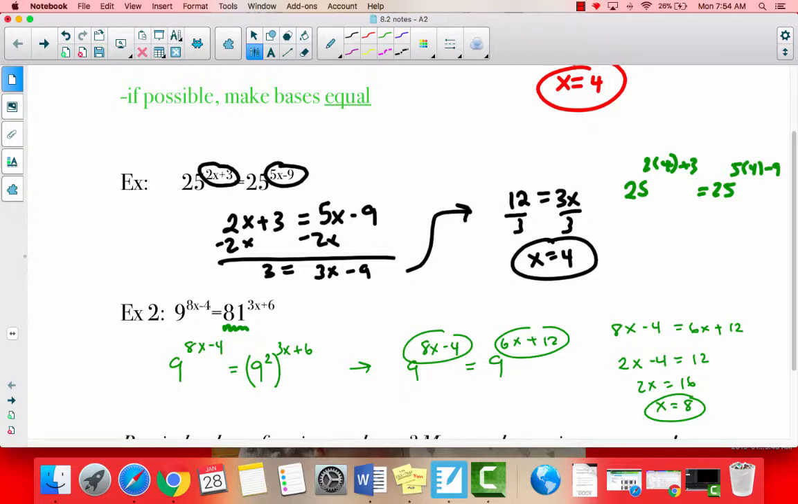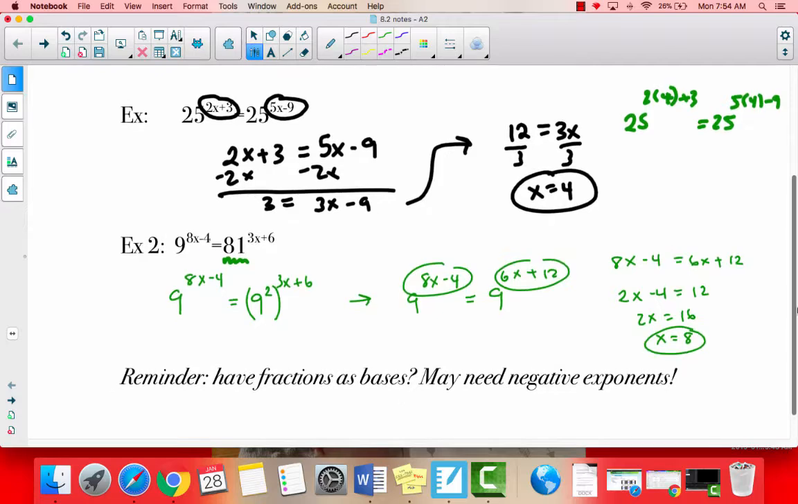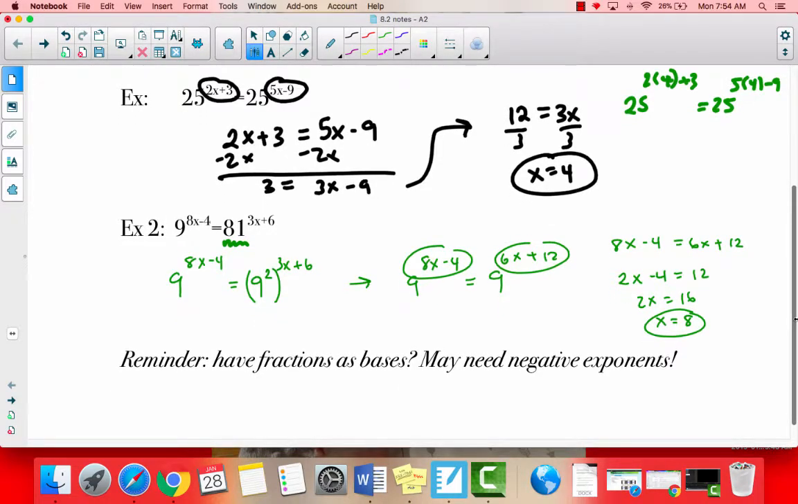Okay, so if the bases don't match, you need to make them match by rewriting one of those bases using exponents. The only other thing, I'm not going to go through an example, but you might see it on your assignments, is that if you have fractions as your bases, you might have to use negative exponents, because remember, if I have 3 to the negative 2, that's the same thing as writing 1 over 9, or 1 over 3 squared. Okay, so same thing, it's just flipping it around and making things positive. So if you need a fraction, you might have to use negative exponents.